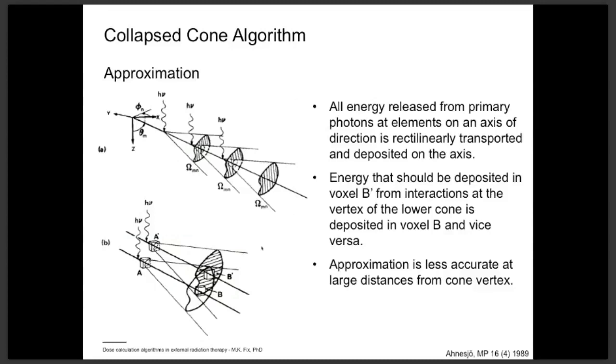However, this accuracy gets decreased for large distances because of the divergence of these cones. It is considered that these errors are small due to the rapid dose fall off of these kernels.